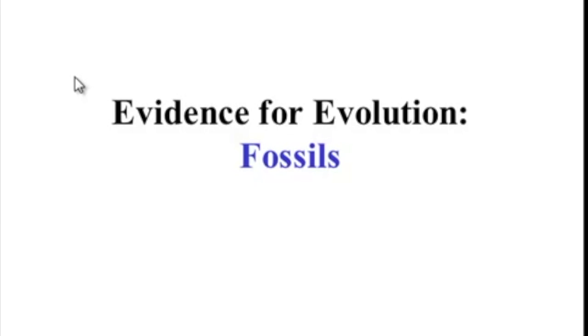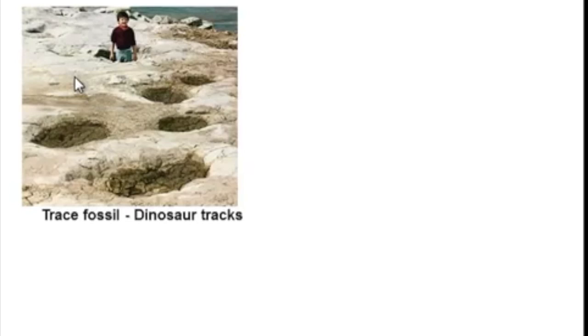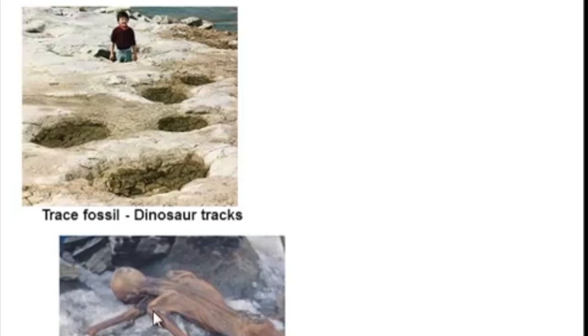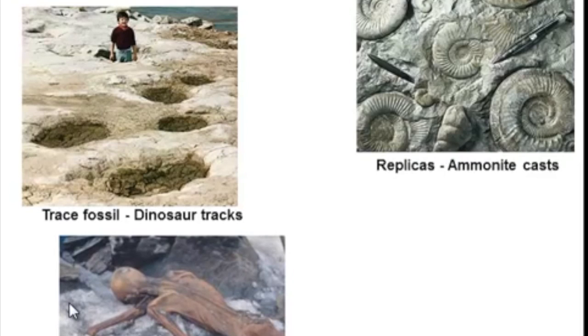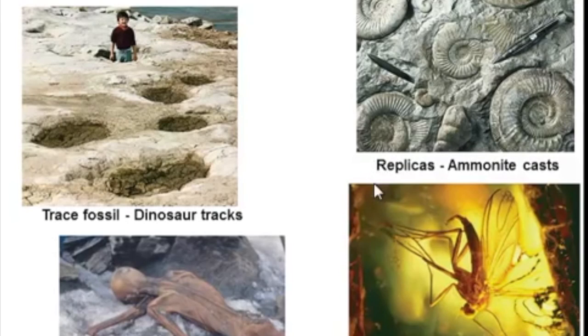For evolution is fossils. And there are many different types of fossils. Fossils could be trace footprints, like these dinosaur tracks, could be a preserved skeleton, could be a replica of part of an organism, or it could be an organism preserved in a special type of material. As you can see from all of these, fossils provide evidence of species that lived in the past that may no longer live today. You'll also note that fossils require unique conditions in order to form.